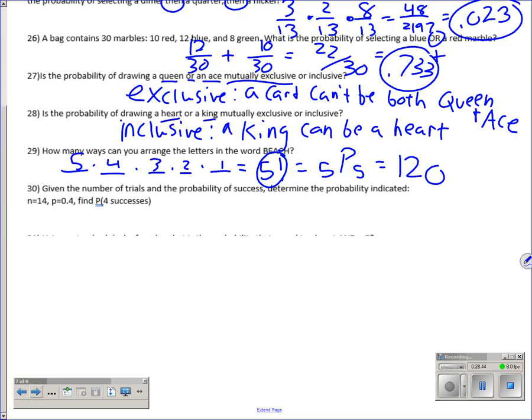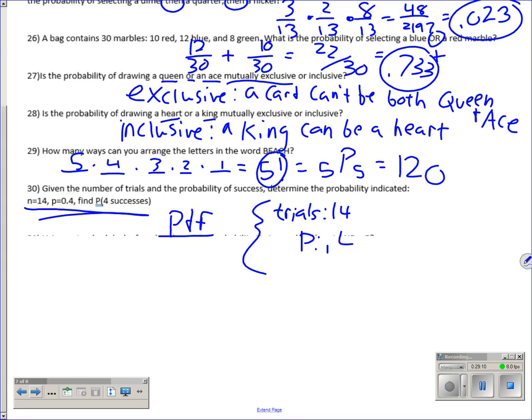Number 30 says, given the number of trials and the probability of success, determine the probability indicated. Guys, this is like those first few problems on your homework for the binomial unit. It just wants you to type those into the calculator. It's literally telling you the 3 things that you need to plug into binomial PDF. It's telling you your trials, which is 14. It's telling your probability, which is 0.4. And it's telling your number of successes it wants to see, which is 4. And that's it. That's really it. When you type that in, you get 0.155.